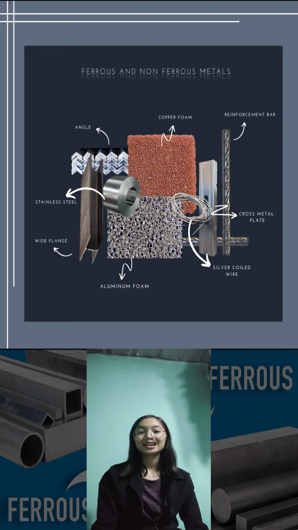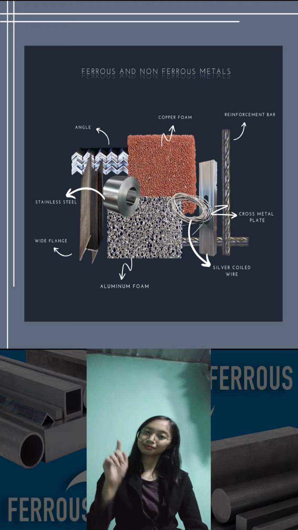Wide flange is an H-shaped beam with wider flanges than an I-beam. It is used in constructing houses, bridges, and other structures. Angle structural shape is a metal in the form of a right angle, mainly used for roof trusses. Common sizes are 40 mm by 40 mm by 6 mm thick, which costs 896 pesos per meter.